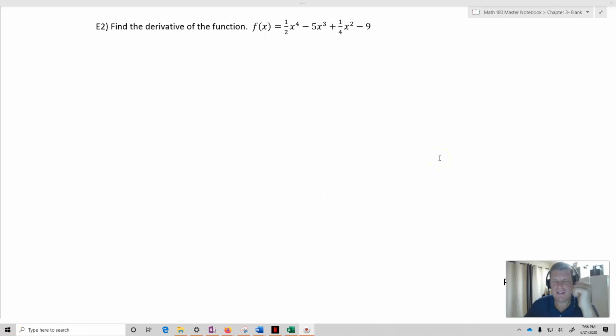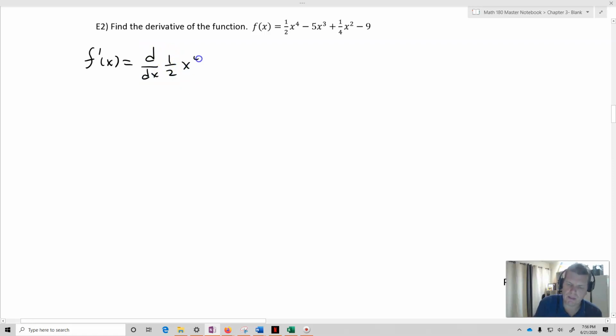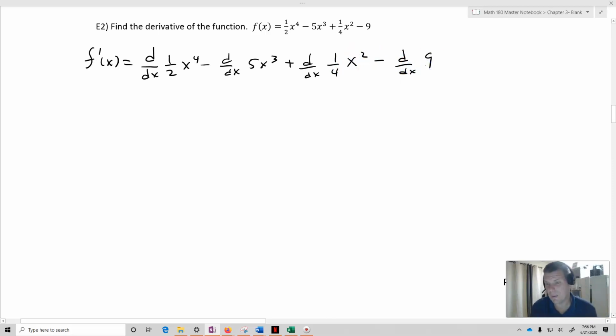Now, this one, f of x equals 1/2 x to the fourth minus 5x cubed plus 1/4 x squared minus 9. So we'll find f prime of x, the derivative, and again, we're just going to break it up using the sum and difference rule. d dx of 1/2 x to the fourth minus d dx of 5x cubed plus d dx of 1/4 x squared minus d dx of 9. Okay? All right? So we broke them all up.